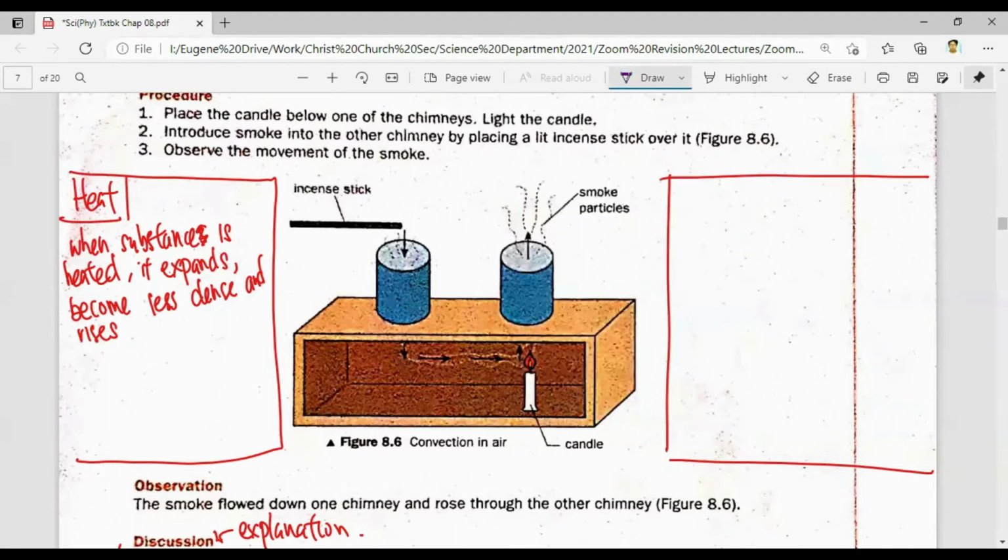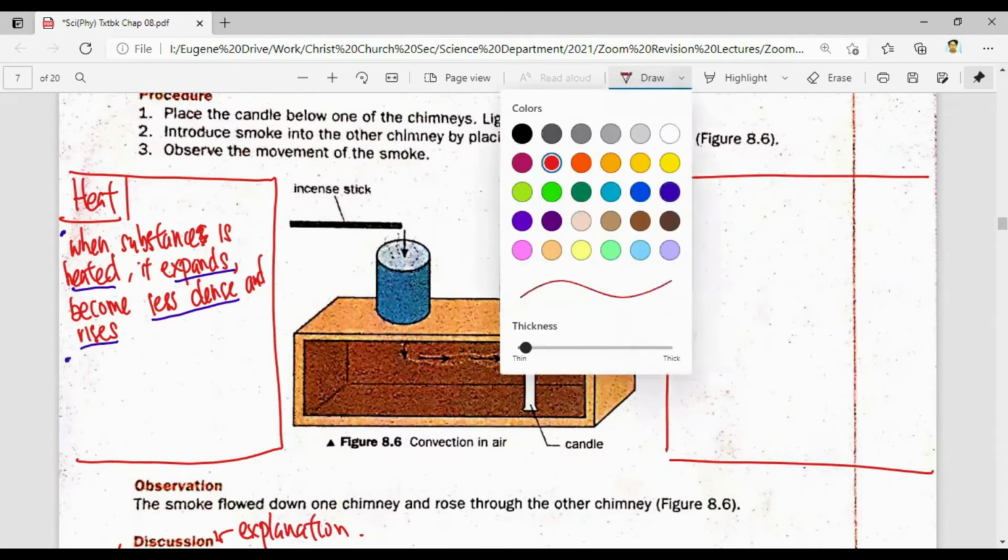So you realize there are a few points here. One is you must talk about the substance being heated, because it's heating. Expand means that the volume increases. When the volume increases but the mass stays the same, the substance becomes less dense. And because the substance becomes less dense, it will rise. So the substance nearer to the heating source will get heated up, expand, become less dense, and rise. This is the first part of the answer, typically when you do any heating explanation.